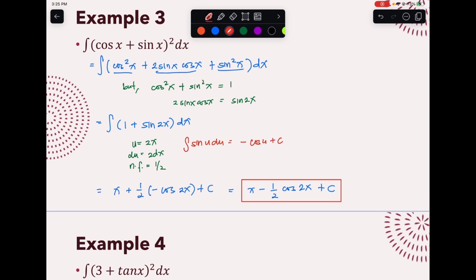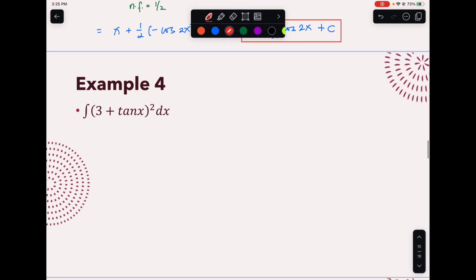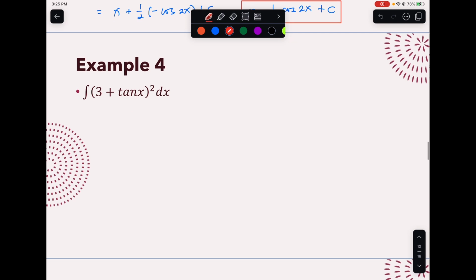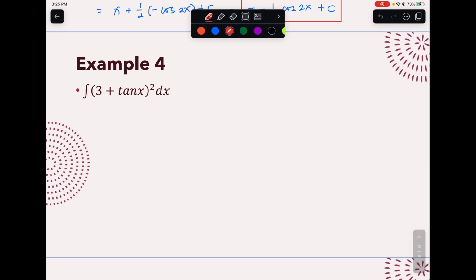Okay? So for number 3, it's not a direct integral of trigonometric functions. An expansion was done first, and then afterwards we simplify it until we can integrate it right away. So number 4 is the same thing. For number 4, we will be expanding it, similar to example number 3.